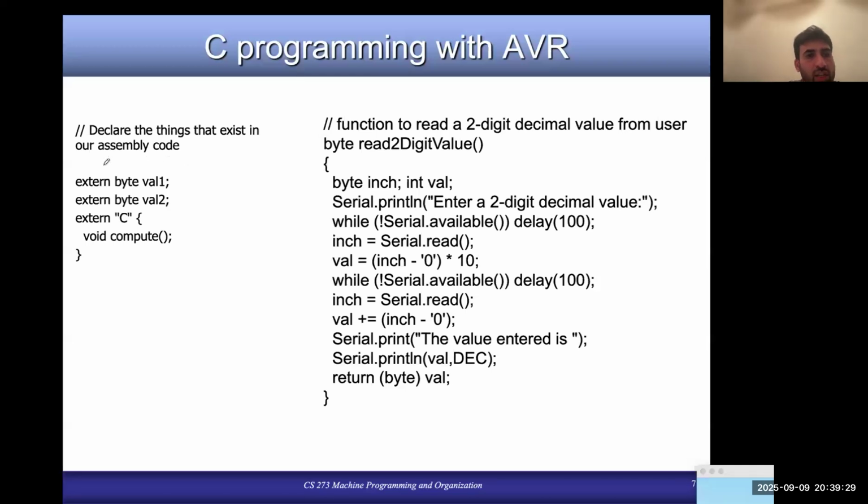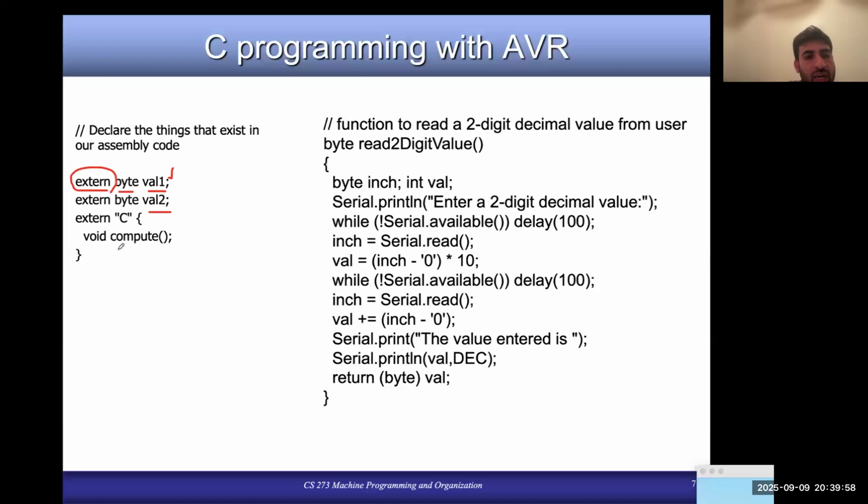So first we need to tell the assembler that I am going to use a symbol val1 which is of size 1 byte, but it is not defined in this C file or .ino file. It is external to this file. It is defined somewhere in another file in the same project. So then the assembler can go and look in the other files for this variable val1. Same thing we are doing for the variable val2.